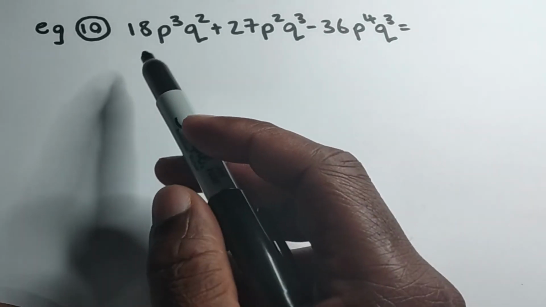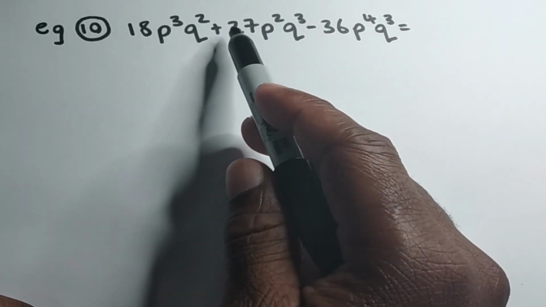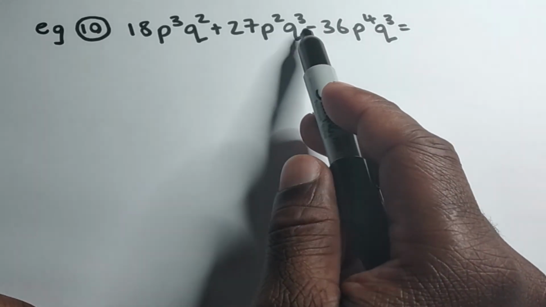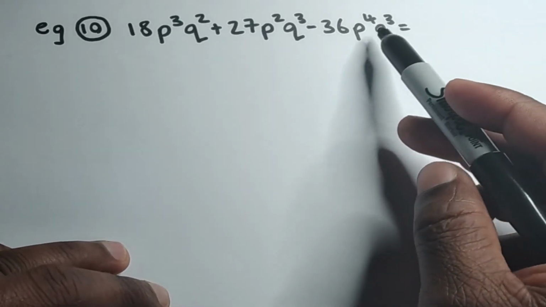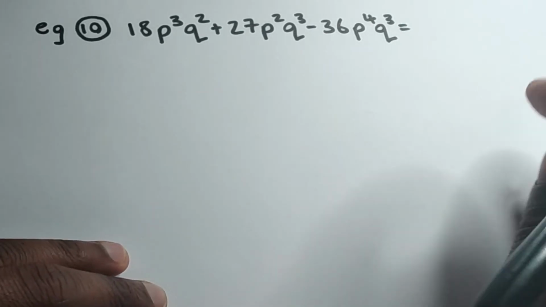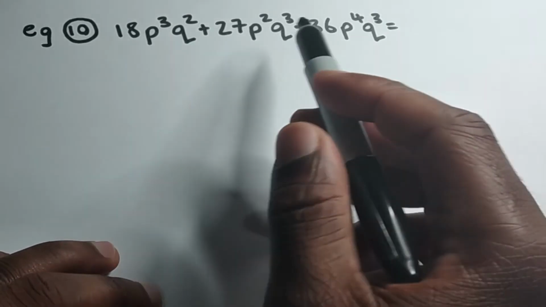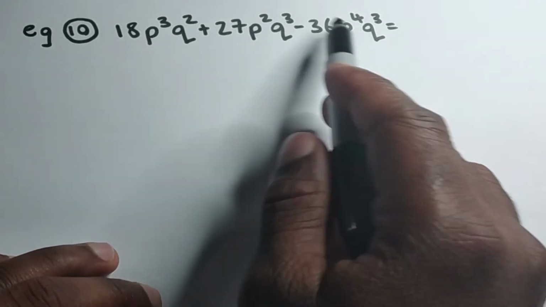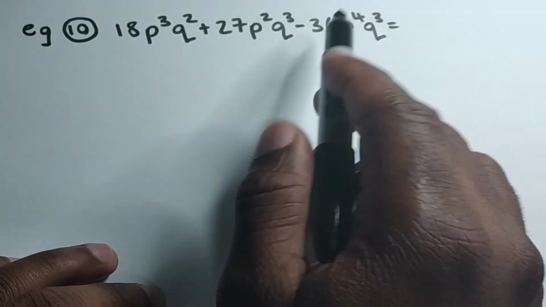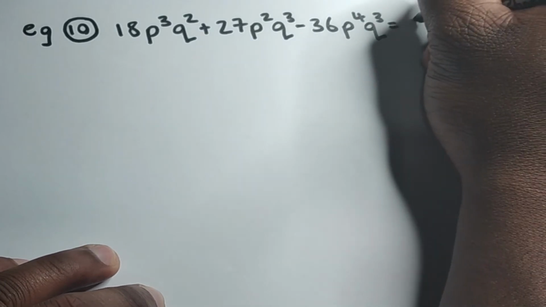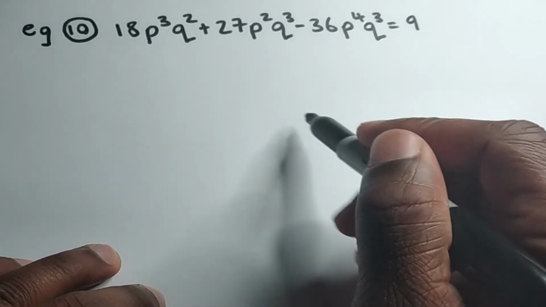What if you had example 10? 18p cubed times q squared plus 27p to the second power times q to the third power minus 36p to the fourth power times q to the third power, all right? So this is what we have. So again, we want to look at the numbers first, and we want to identify the highest common factor among each number, all right? Here we have 18, 27, and 36. So the highest common factor for those numbers would be 9, all right?